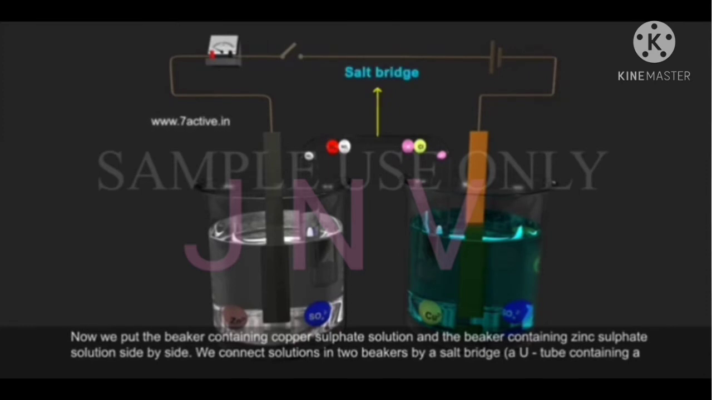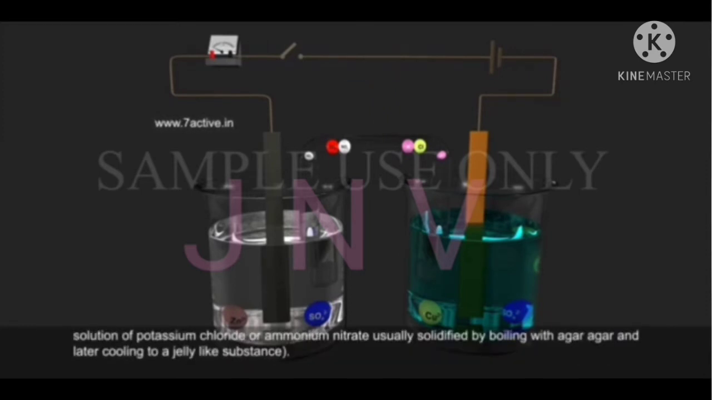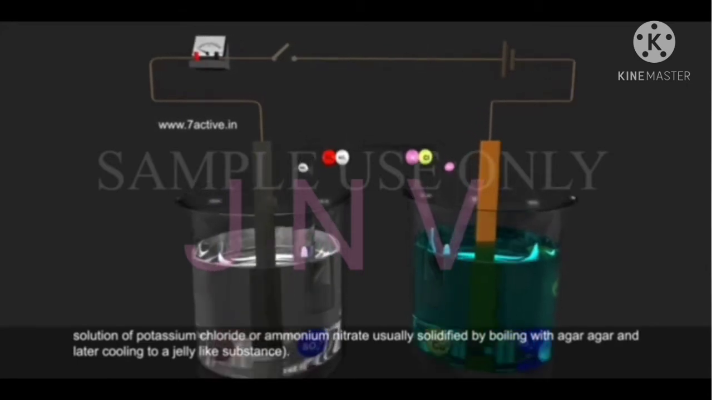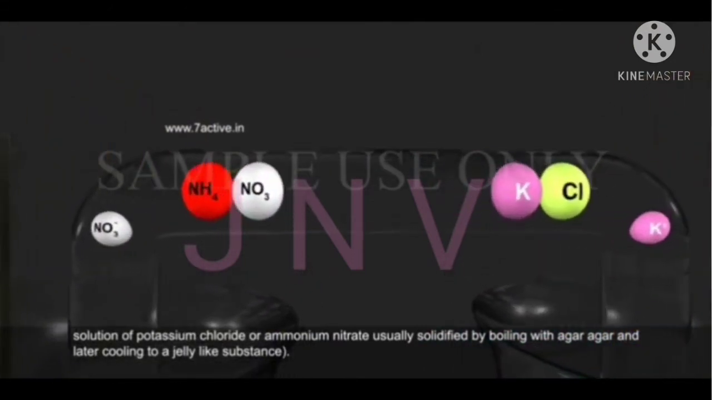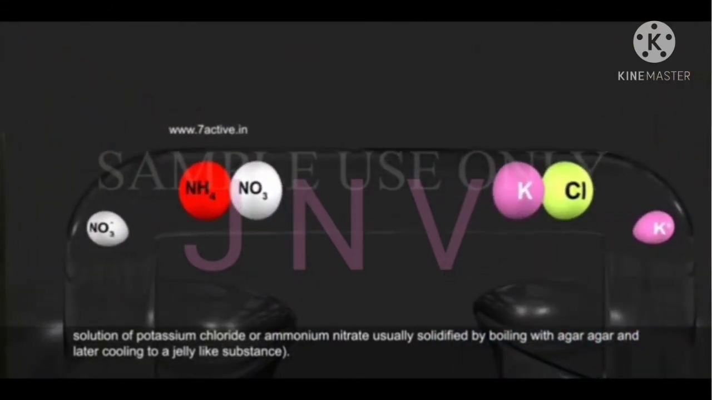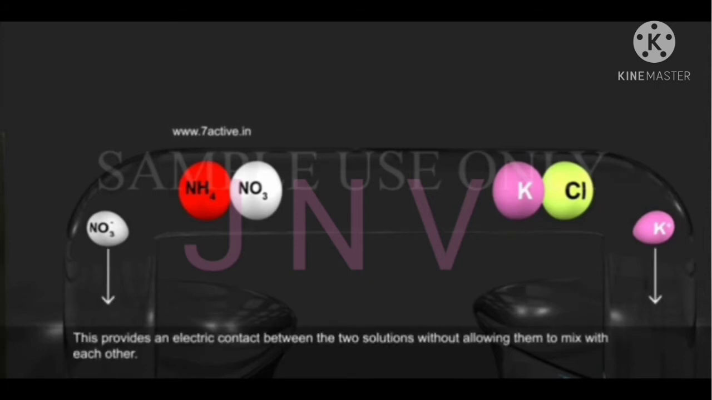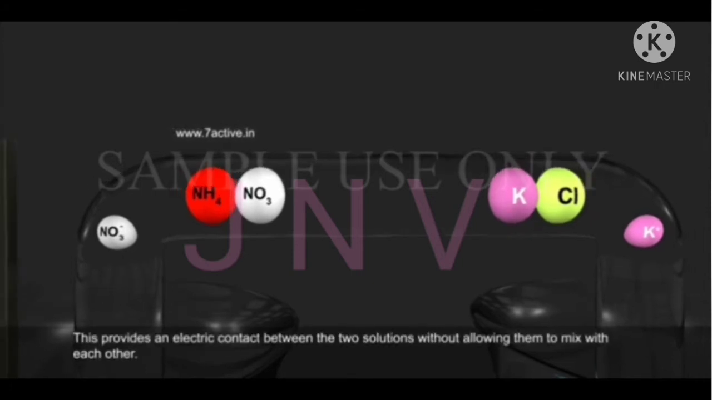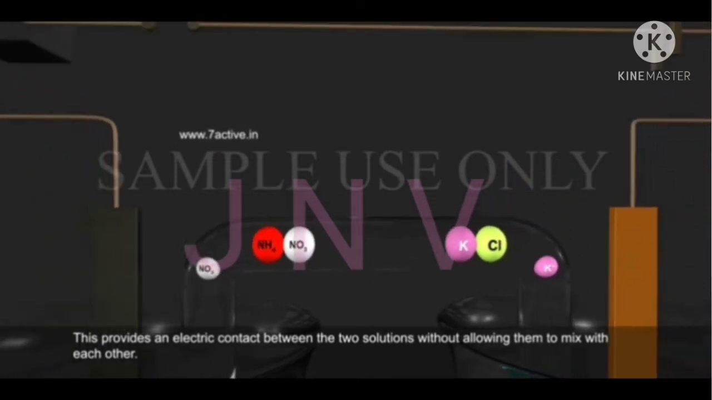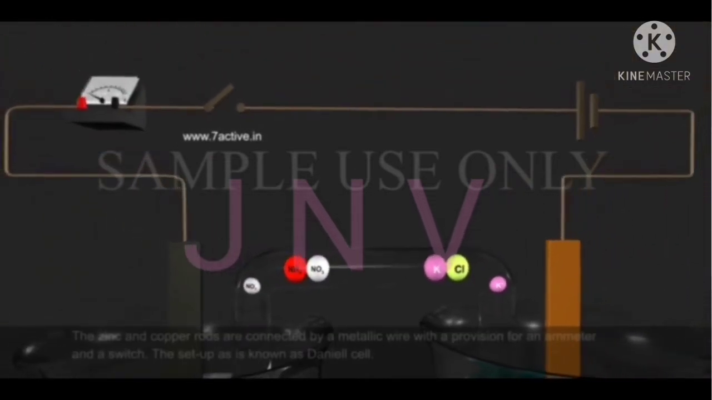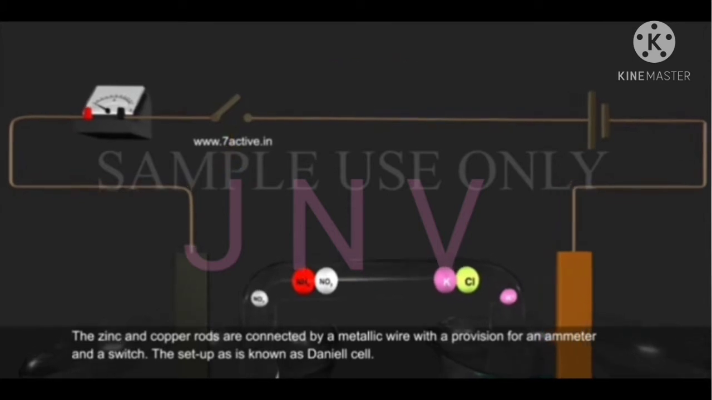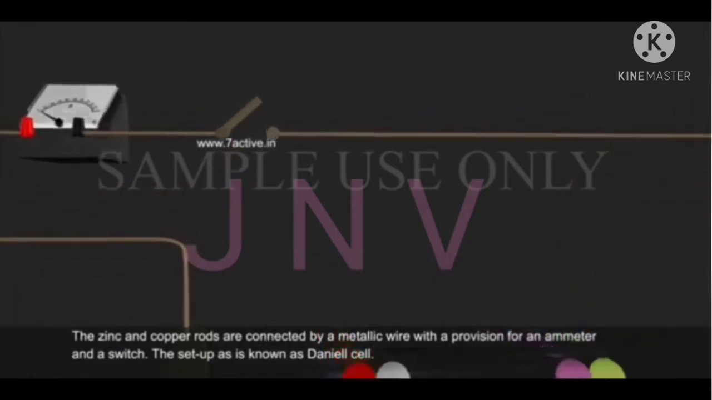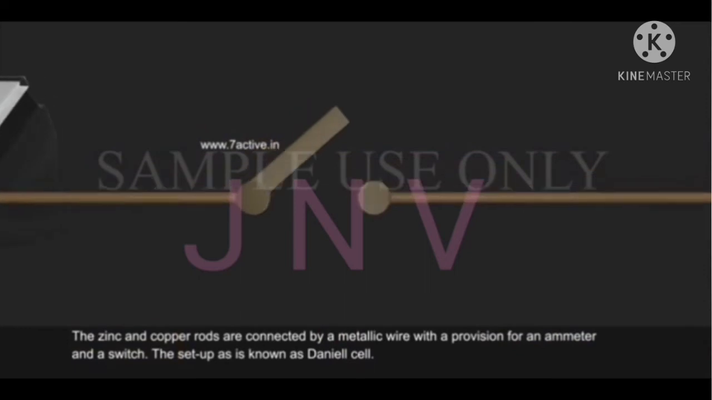A salt bridge is a U-tube containing a solution of potassium chloride or ammonium nitrate, usually solidified by boiling with agar-agar and later cooling to a jelly-like substance. This provides an electric contact between the two solutions without allowing them to mix with each other. The zinc and copper rods are connected by a metallic wire with a provision for an ammeter and a switch. The setup is known as the Daniell cell.